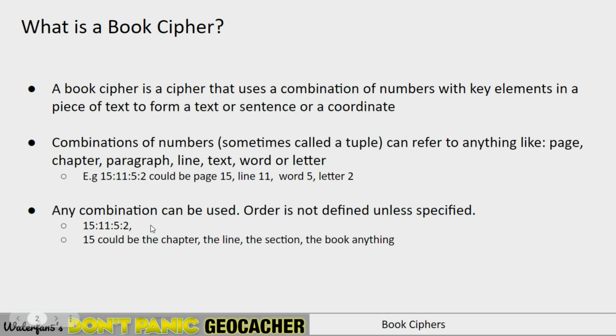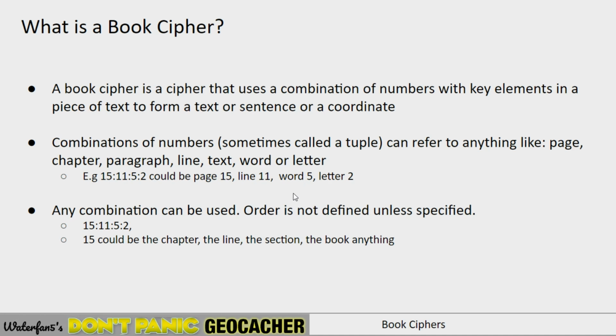Order doesn't mean anything. So all these numbers, if it isn't given, you kind of have to figure out what means what. But in a lot of cases, it goes from larger to smaller, so page or paragraph would be the first, then line, then word, then letter. But there are no rules in geocaching, right? Nobody says that you have to follow the standard.